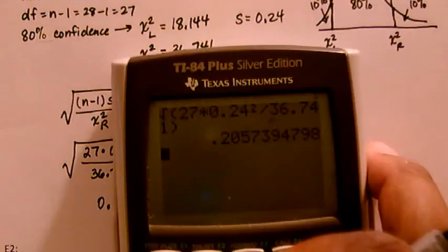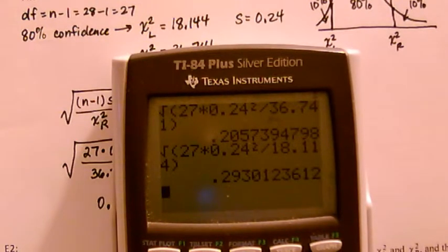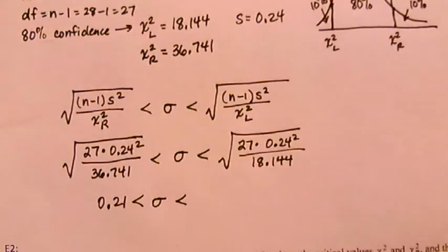Okay, we do the same thing on the right side. Second x squared. 27 times 0.24. You square that. This time it's divided by 18.114. Close parentheses. Hit enter. To 2 decimal places, that would be 0.29.